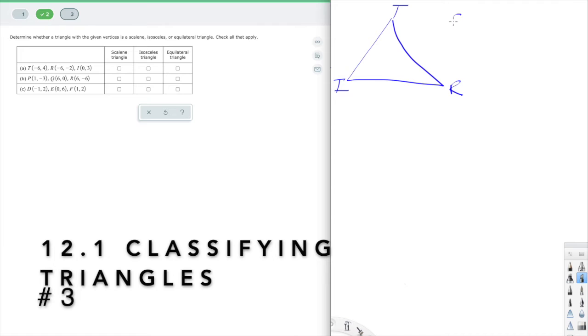So distance equals the square root of the difference of the x terms, squared, plus the difference of the y terms, squared. This actually comes directly from the Pythagorean theorem.